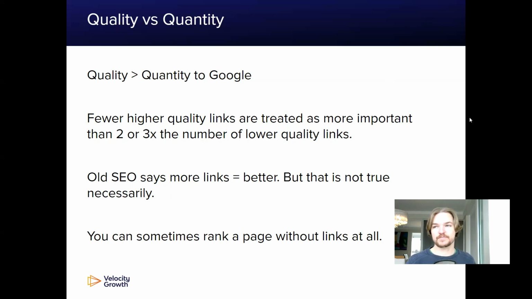So from a link perspective, though, you do want to try to publish content or have some content and get it links. Even if you think that you can rank it without, it's better to have it than not have it. But you want to have quality links. Quality is much greater to Google than quantity, and fewer high quality links are generally going to be treated as more important than a lot of low quality links. And that's pretty much just how it's worked for years now, and how it's going to continue to work, in my opinion.